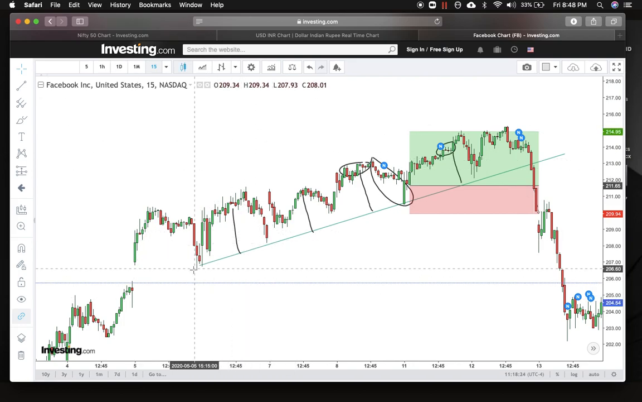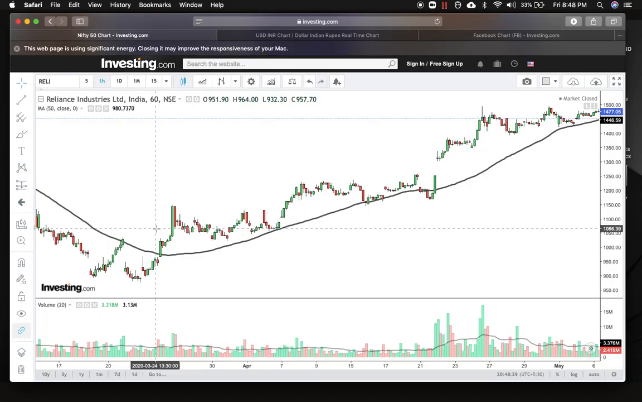In this example, I was using the support trend line. Sometimes, in stocks, you can also establish your support or resistance using the moving average. In a lot of stocks, we see that stocks are respecting the 50-day moving average. In a lot of stocks, they respect the 20-day moving average. So whatever works best for your stock.